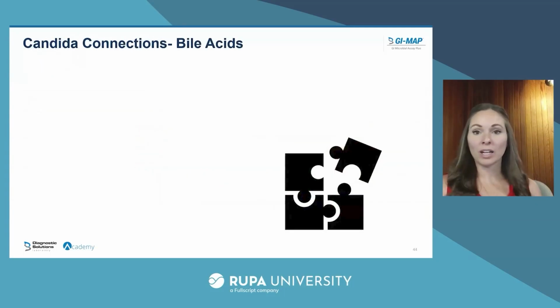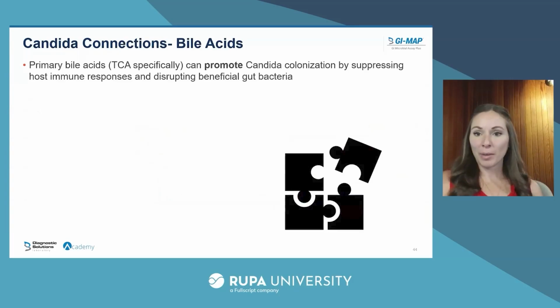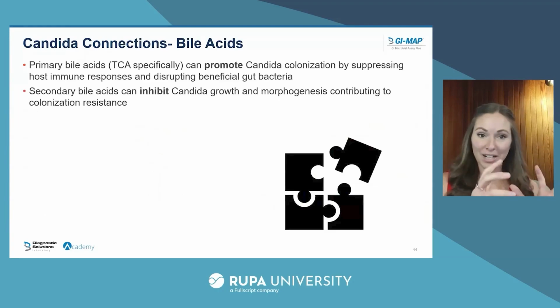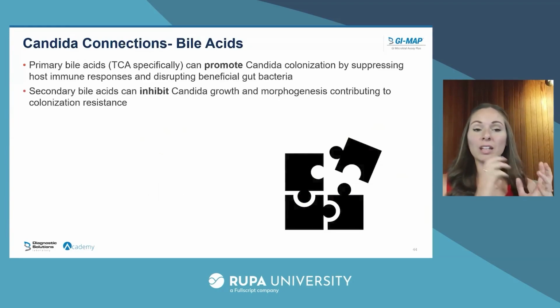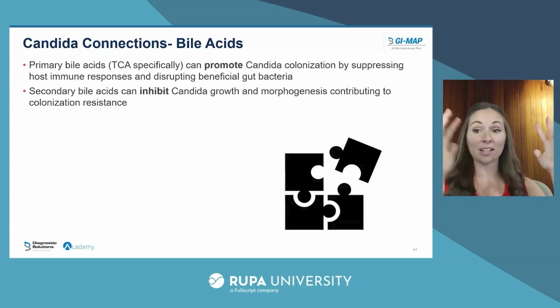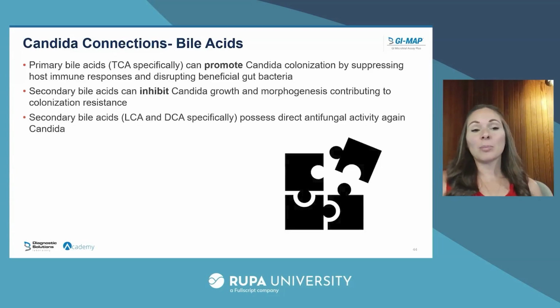So what's the connection between Candida and bile acids? Primary bile acids really can promote that Candida colonization. So that excess of primaries in the colon can suppress the host's immune system and disrupt our good gut flora. And our secondary bile acids, which are low here, can inhibit Candida growth, which is really important. Those are low here. So we've got a really favorable environment for Candida with our high primaries and our low secondaries. And our secondary bile acids, particularly our main ones, LCA and DCA, actually have been shown to have direct antifungal action against Candida, which is really cool.